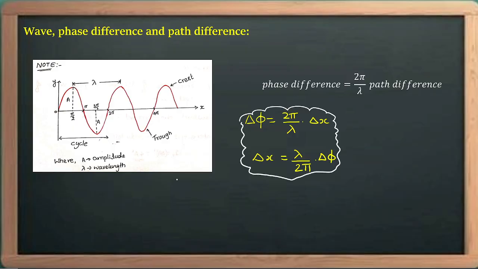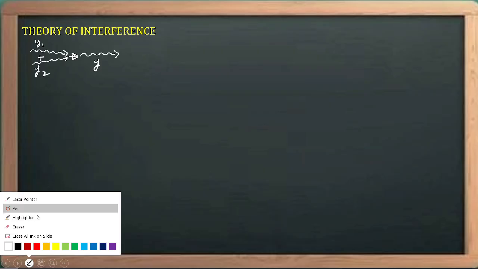Then we have the theory of interference. So what is interference? Let's consider two waves which are moving in one particular direction. When they merge with each other, they form a new wave. Here we have y1 which merges with y2, and they produce a new wave, that is y. So let us write some formula here.